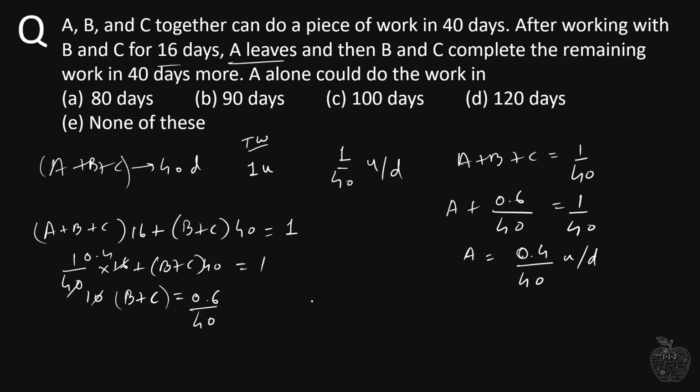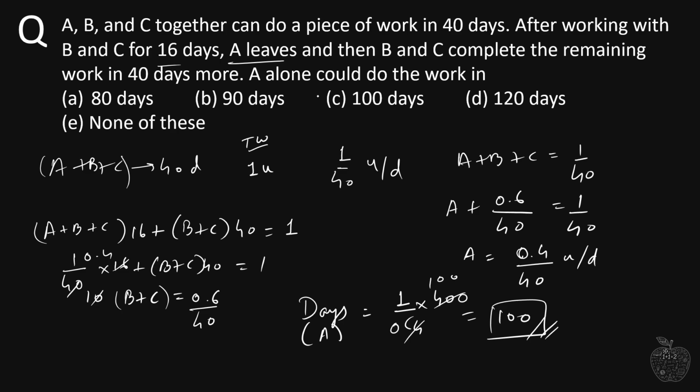So days taken by A will be total work, which is 1, divided by A's 0.4 by 40 units per day. So we divide this one by this. So we get 1 divided by 0.4 by 40. This 40 will go on the numerator and gets multiplied. So getting rid of this 4, we add another 0. So A will take 100 days to complete the entire work working alone. So here option C, 100 days is the correct one.